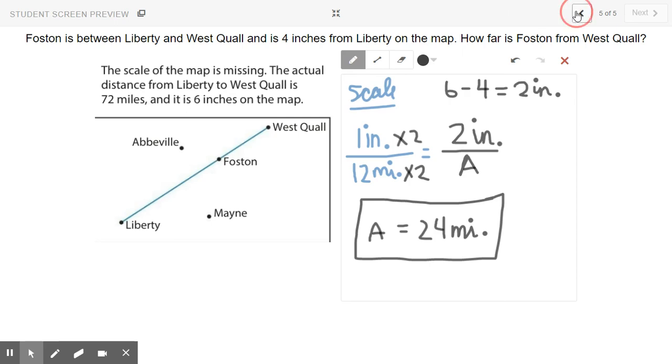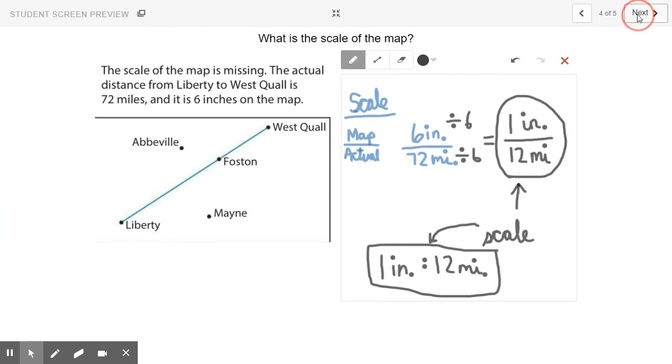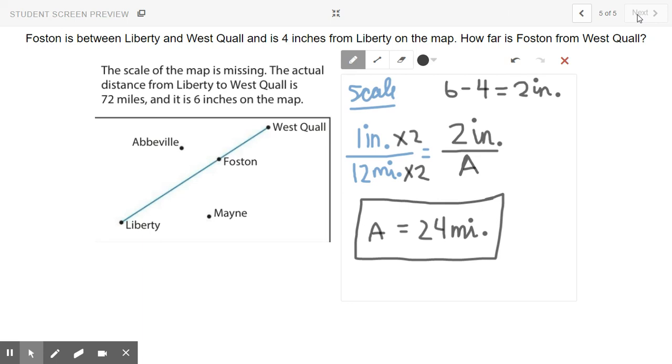Now we're going to take this information, the scale, 1 inch to 12 miles, and we're going to use this to help us answer this question. Now, if we know that Liberty to West Qual is 6 inches, but Foston to Liberty is 4 inches, the question is asking how far is Foston from West Qual? So if Liberty to West Qual is 6 inches, but Liberty to Foston's 4, that means Foston to West Qual is 2. So then I'm going to use the scale 1 inch to 12 miles, and in 2 inches, that represents 24 miles in real life.